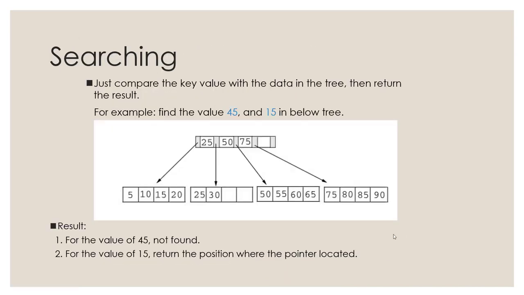Okay, so let's go look at another example. So this is how you would do a search. So you want to see where this value is in a B plus tree. Here I'm trying to find 45. Okay, so you always start from the root. Okay, 45 is not less than 25. 45 is between 25 and 50, so I'm going to follow this one.